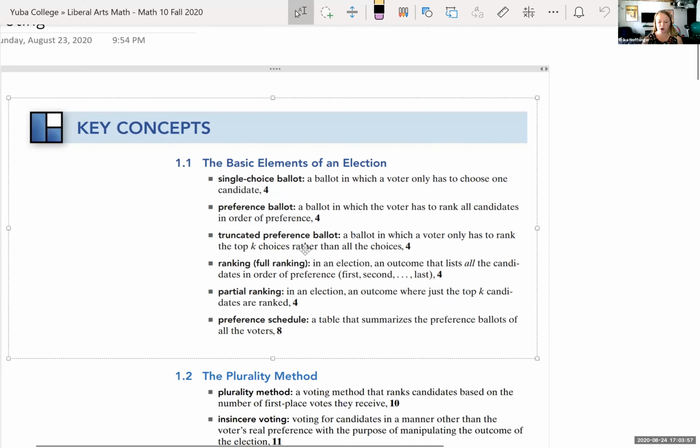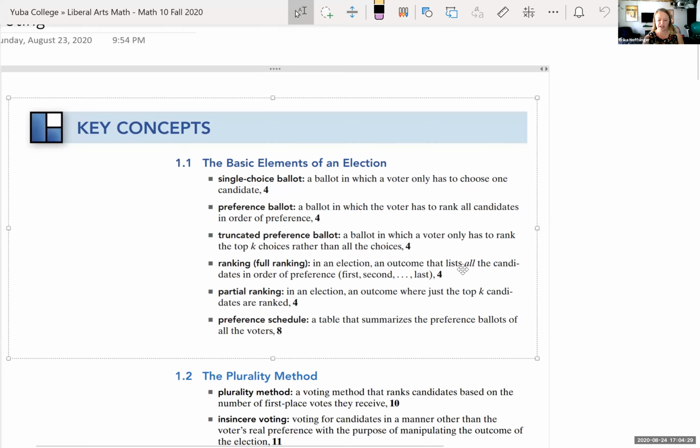We had the truncated preference ballot. So that is if you have a lot of candidates, you wouldn't want to have to rank 1 through 100 candidates of your top choice. And so a truncated ballot is where we're going to take and just maybe rank your first 3 choices from 1 to 3. So you got ranking, full ranking, and in an election, an outcome that lists all the candidates in order of preference, first, second, third.